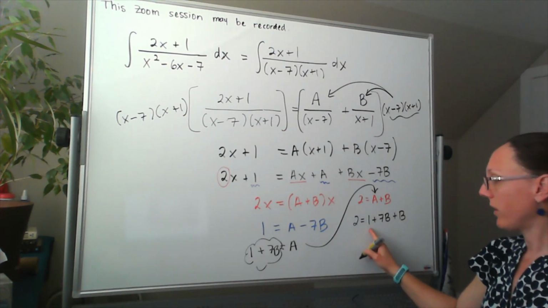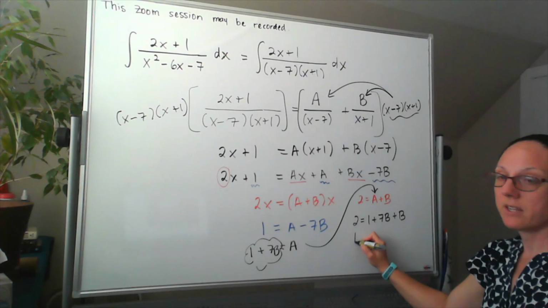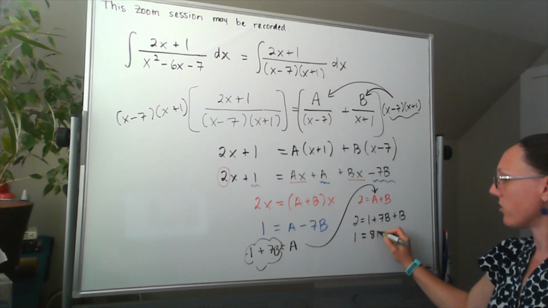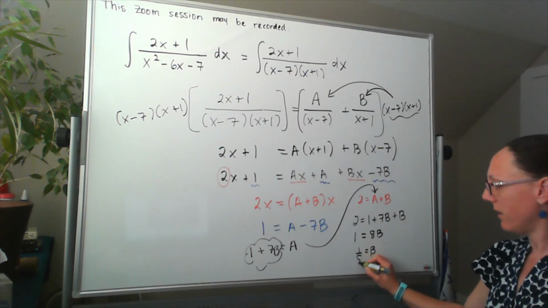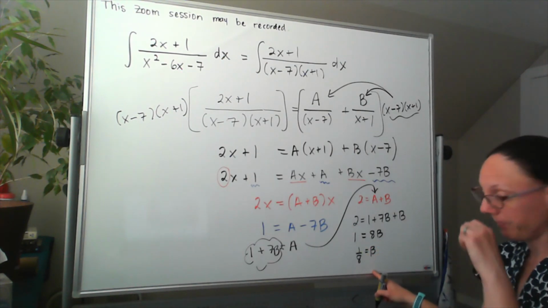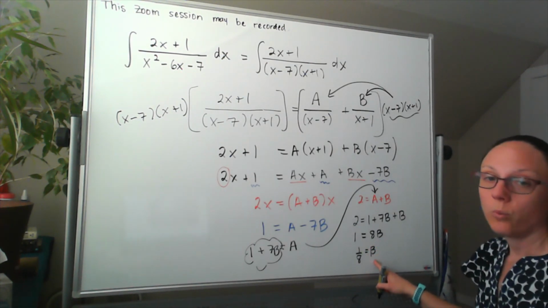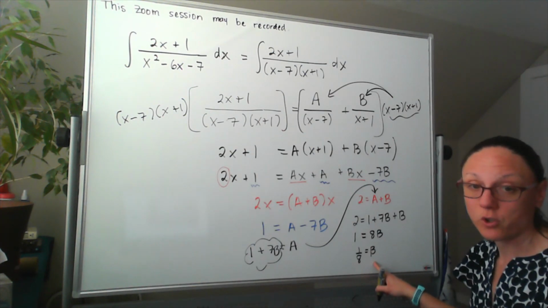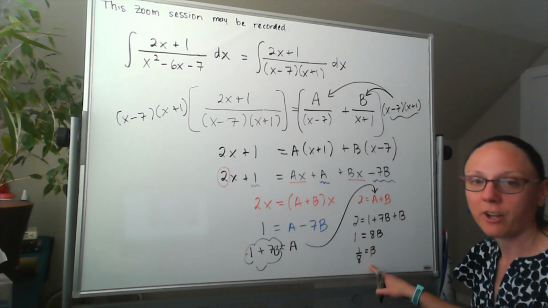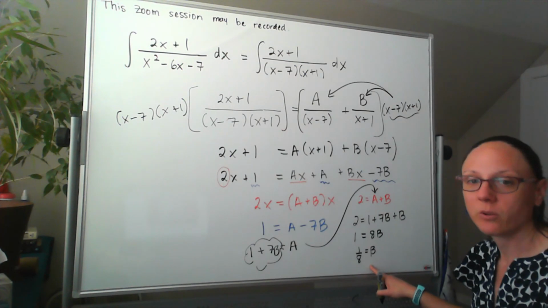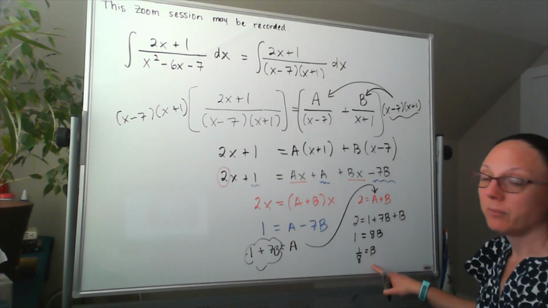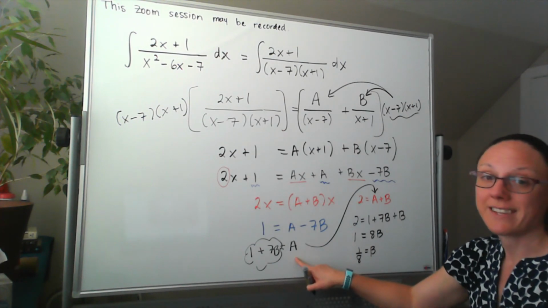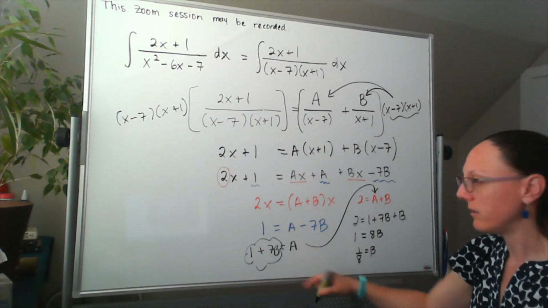Which should leave me with, subtracting 1 from both sides, 1 is equal to 8b, where b is equal to 1/8. Thinking about the substitution method, once I've solved for one of the variables, I can plug it into either of the original equations to get the second variable back. I'm going to choose to plug it into something that already says a equals, so I'm basically done.